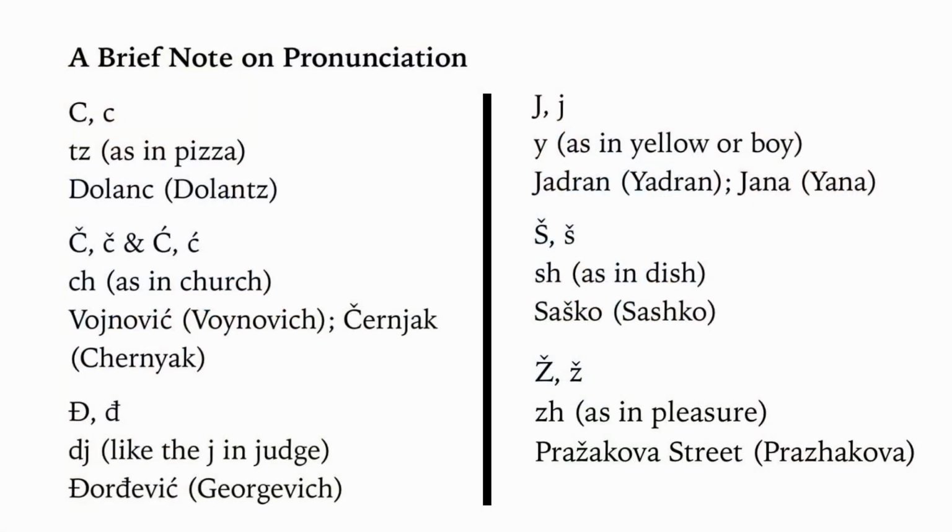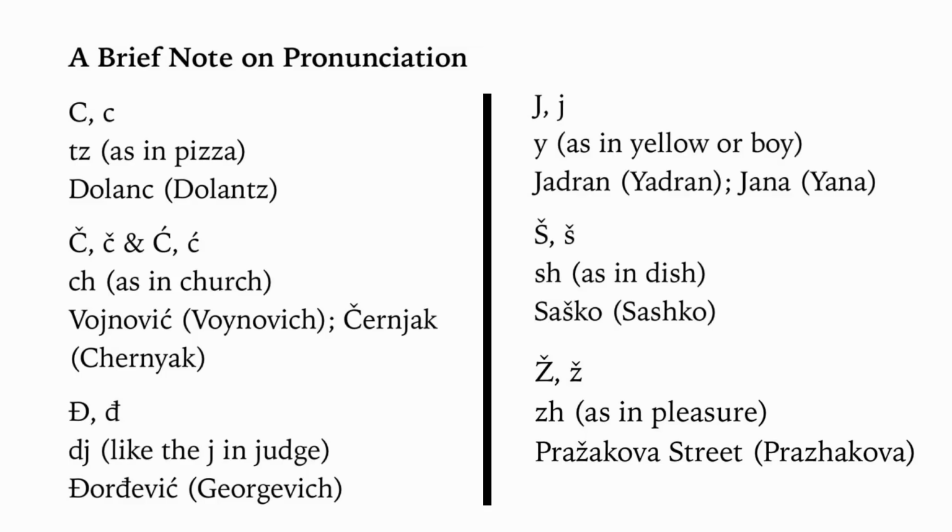As we look here, a C is a tz, as in pizza. Yeah, it's a C unless it isn't. So if I don't want it to be a C, I put a little thing over the top, and then it becomes a ch.